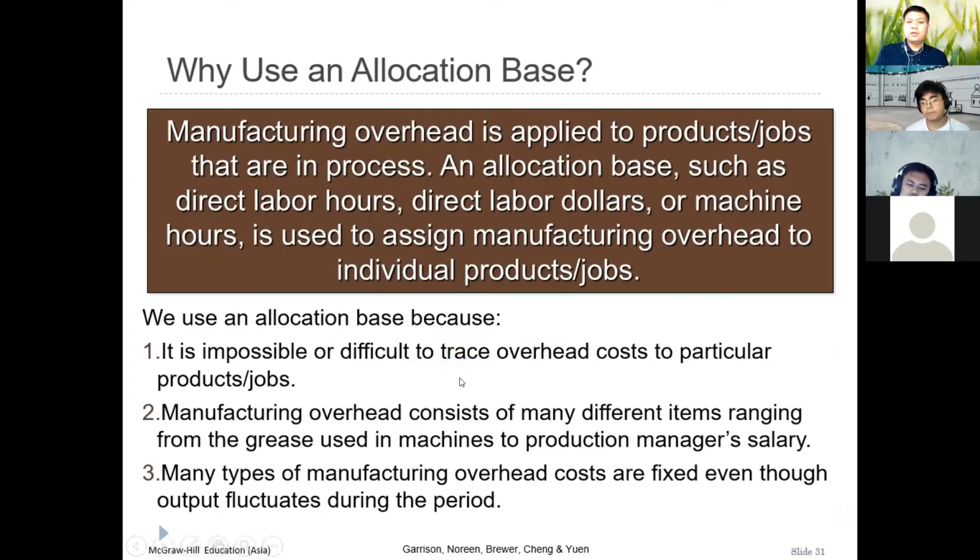Now, why do we use an allocation base? Sinasabi natin, bakit kailangan estimated overhead muna? Ba't hindi siya actual overhead? Number one reason, di ba sabi natin, normally they are what? Indirect in nature. So it is difficult or impossible to trace overhead costs to particular products or jobs. Number two, manufacturing overhead consists of many different items ranging from the grease used in machines to production managers' salary. And then many types of manufacturing overhead costs are fixed even though output fluctuates during the period.